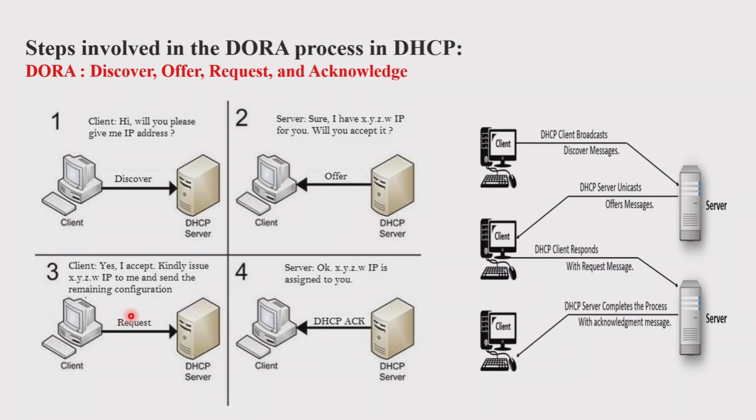If you want to get an IP address, this is my client machine and this is my server machine. To get a dynamic IP address from the DHCP server, there is a process involved between client and server. That process is called the DORA process. D means Discover, O means Offer, R means Request, and A means Acknowledgement. We'll see how the end devices get an automatic IP address from the DHCP server.